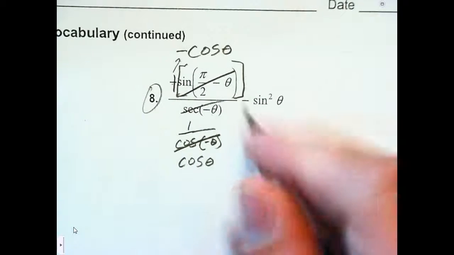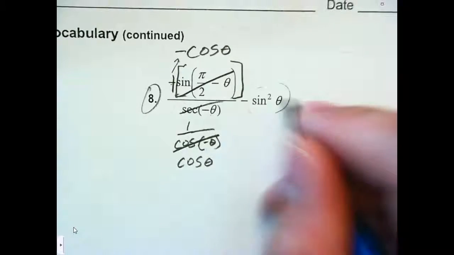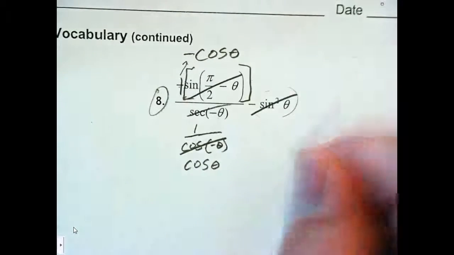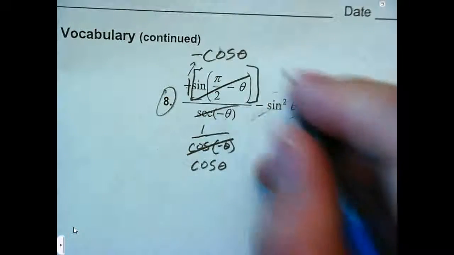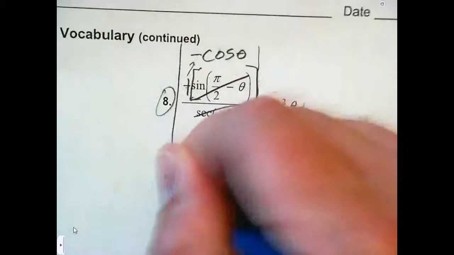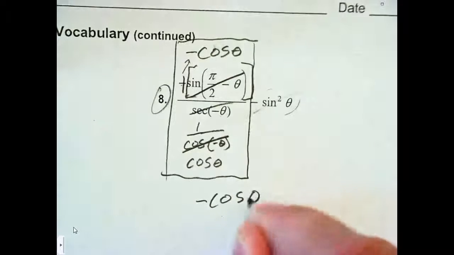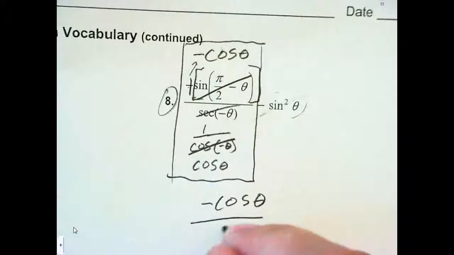Okay. And then sine squared we could write as, actually, hold on, let's wait on that for a minute. Let's deal with this big fraction, okay? So we'll just take this chunk right here and rewrite what we have. We have negative cos theta over 1 over cos theta. Good? Okay. Well, what is 1 over cos theta?